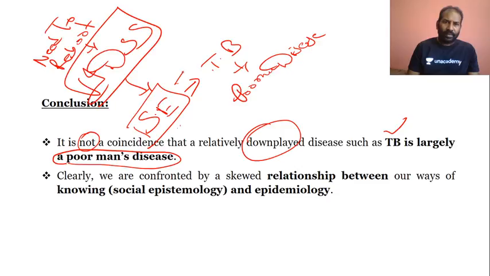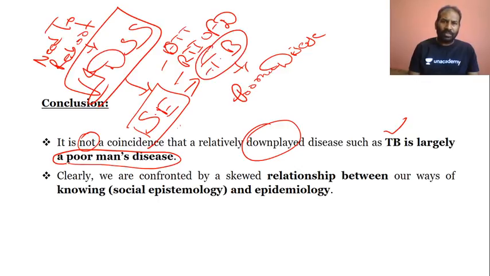So RTI, UTI, and then you have the fever diseases. All this, but comparing with the other silent epidemics, you have TB, which is the poor man's disease, and that is very important.